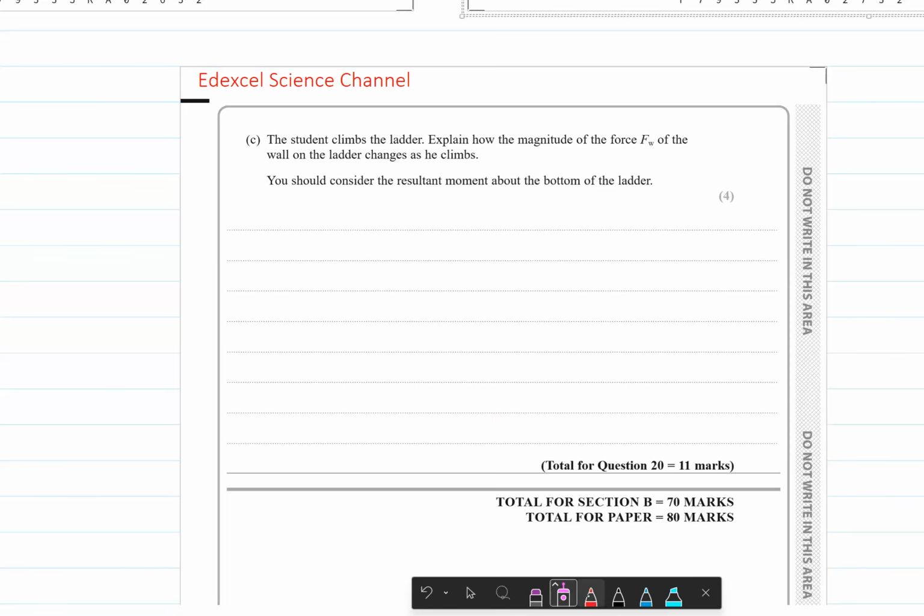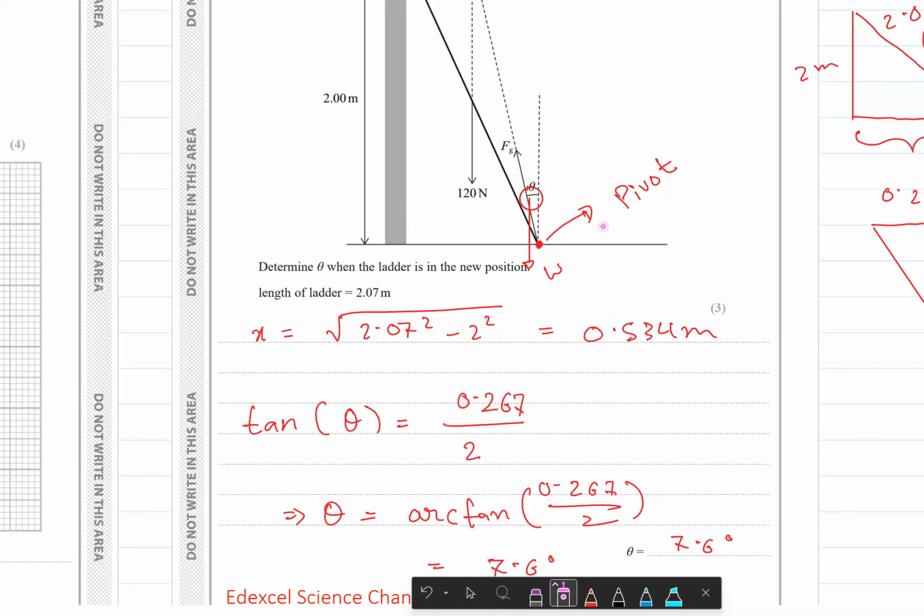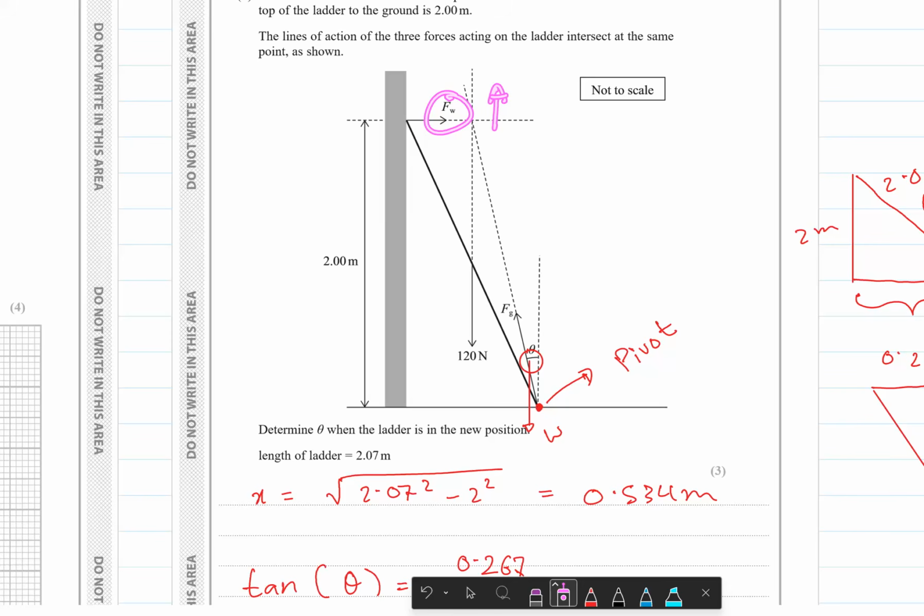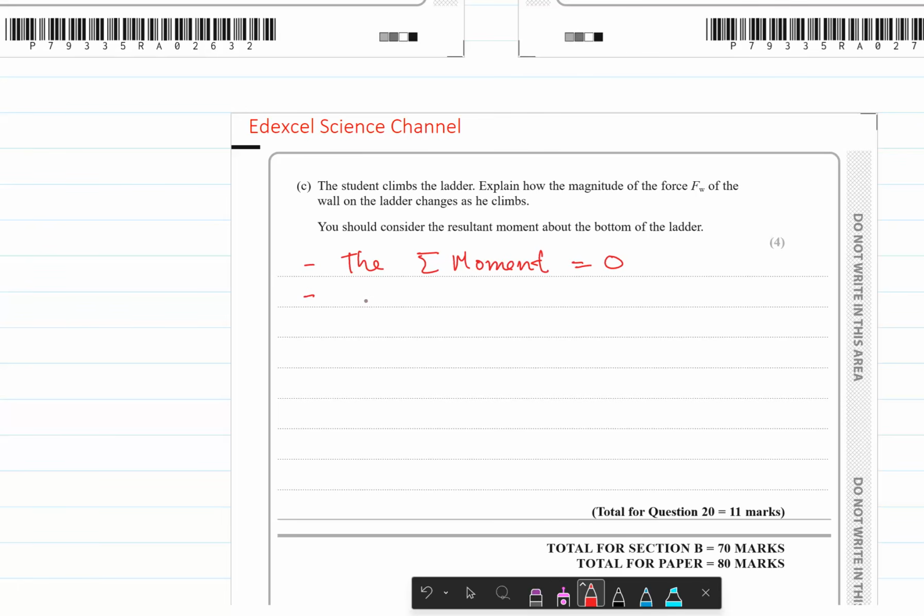The first point that I want to write down is that the resultant moment must be zero, otherwise the ladder will be sliding. Now, because there is a weight of the child over here, the anti-clockwise moment of Fw must also be increasing. That is because if this force is increasing, that must be increasing as well. So I can say that the anti-clockwise moment is increasing.